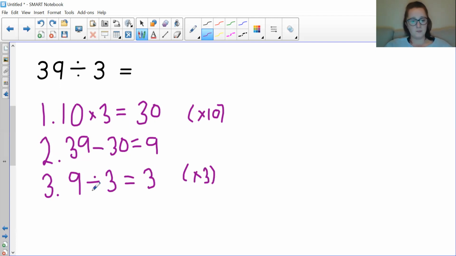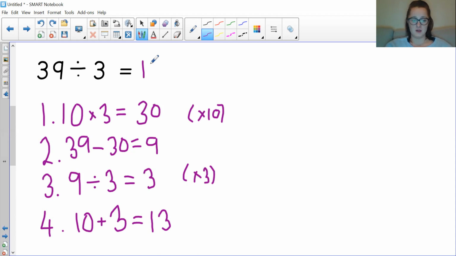So my step number 4 is what I'm going to do now. I'm going to add up how many groups of 3 I got out of that big number. So I got 10 groups here, and what other group did I get? I got a group of 3 there as well, 3 lots of 3. So 10 add 3 equals 13. So I got 13 groups of 3 out of 39. So I'm going to put 13 there, and that is my answer. Superstars. Should we move on to the next one?